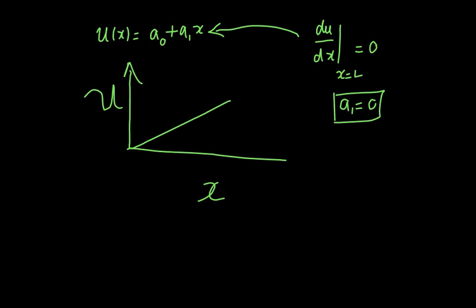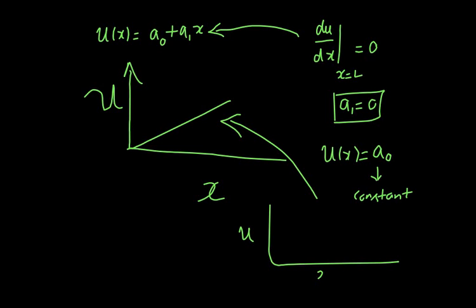So the trial solution u of x simply becomes a0, which is a constant. So instead of getting a better solution like this, you are going to get a curve which is simply a horizontal line. What does it mean? It means that the displacement is constant at each and every point. I will repeat this, it is very crucial. The displacement is constant at each and every point of the bar, which is obviously not true, which is a very poor approximation.